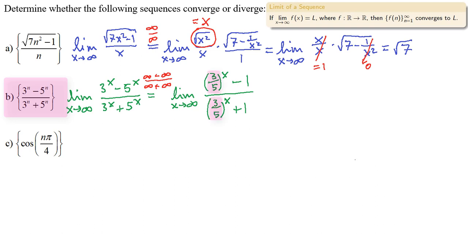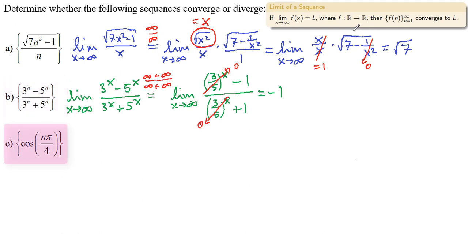And since 3 over 5 is smaller than 1, larger than 0, 3 over 5 to the power of x when x goes to infinity must go to 0. So our limit is simply -1. Once again, we have a real number for our limit, so this sequence converges.